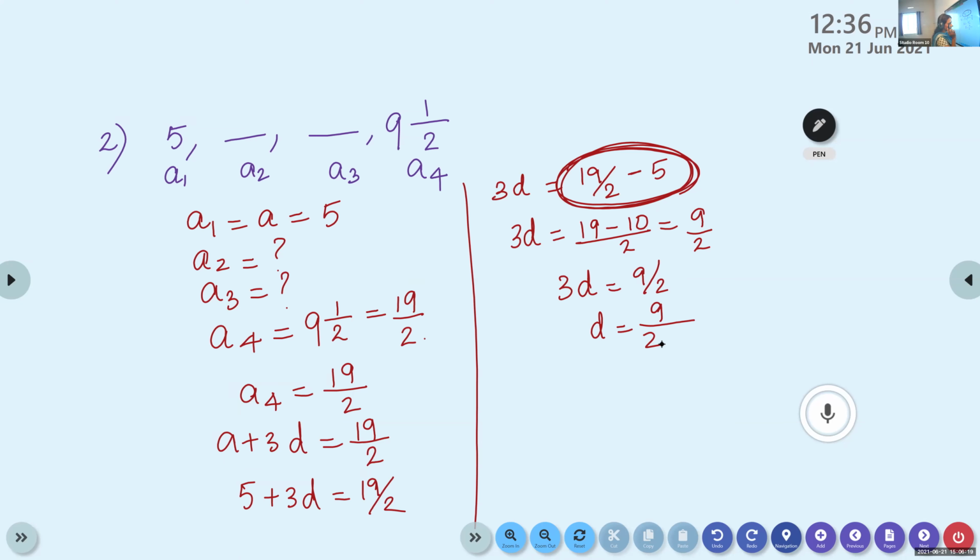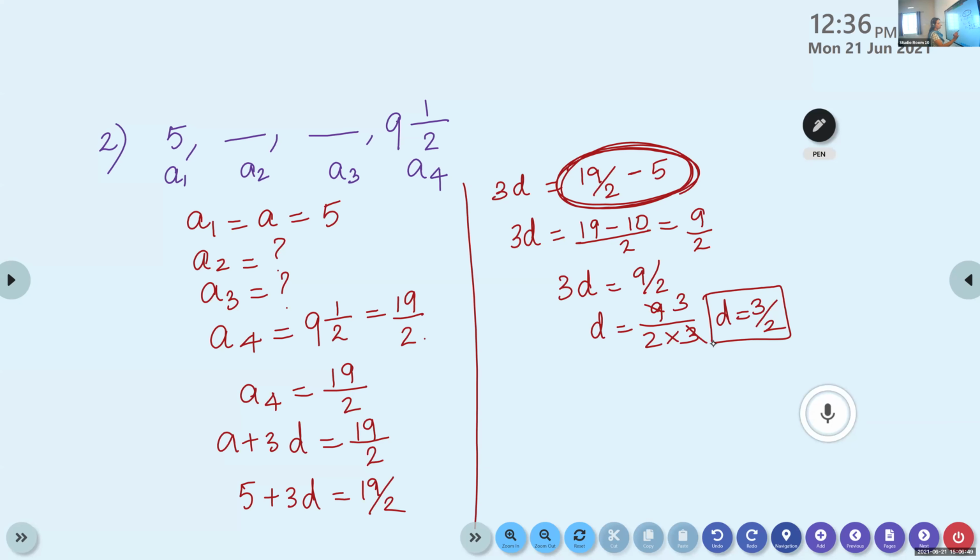When you transpose it to that side, multiplication on transposing will become division. So it will be coming in the denominator. So the 3 we can cancel. Therefore D is 3 by 2. Once you find the D, write it in the box.